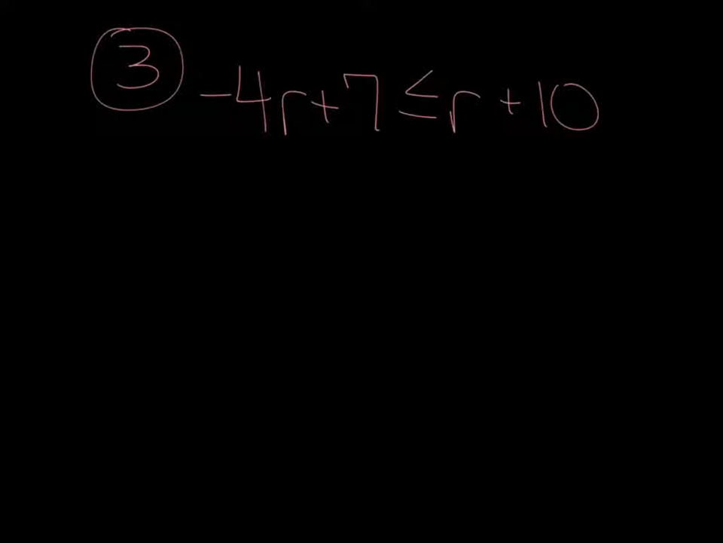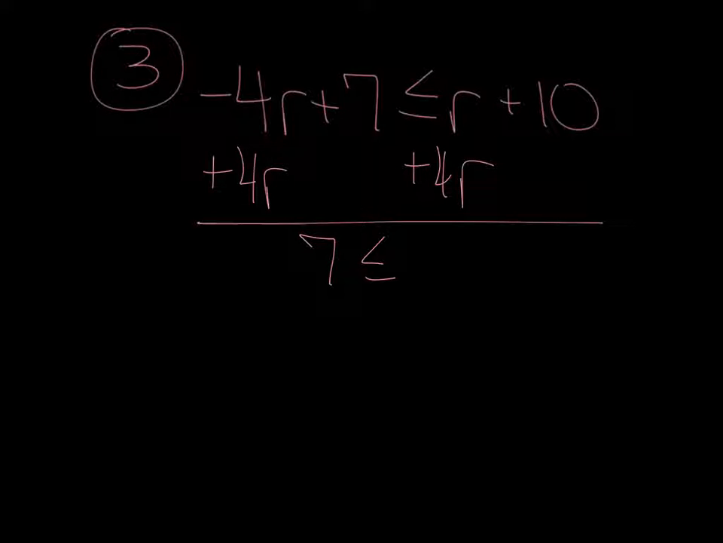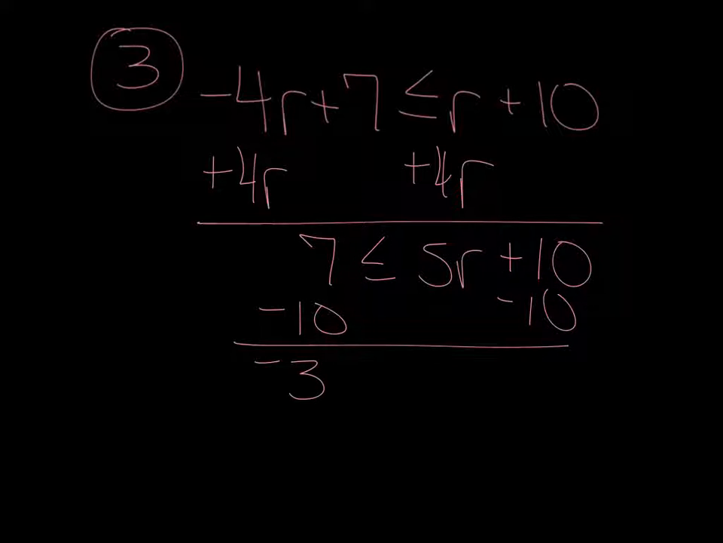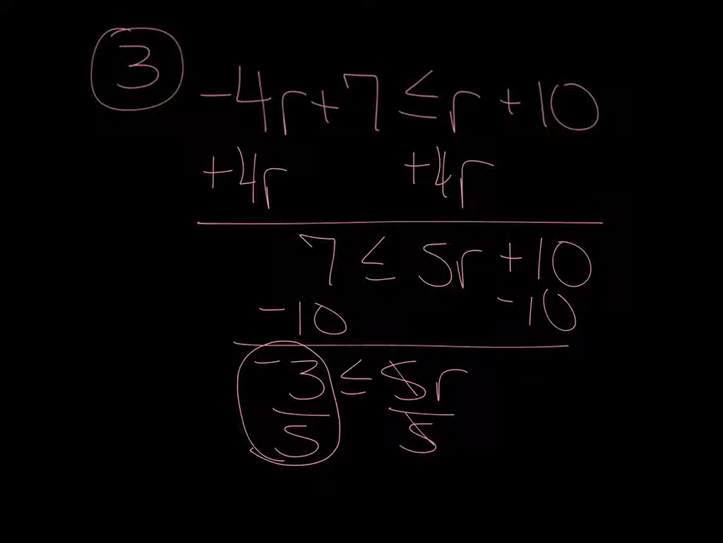Okay, 3 is not bad. The answer is still throwing some of you off. Don't let fractional answers scare you. Okay, I look for my smallest variable. I've got the minus 4r. Remember, you want to move your variable first. So we're going to add 4r to both sides. Then I'm going to subtract 10. I'm going to divide both sides by 5. Leave that be, okay? R is greater than or equal to negative 3/5.